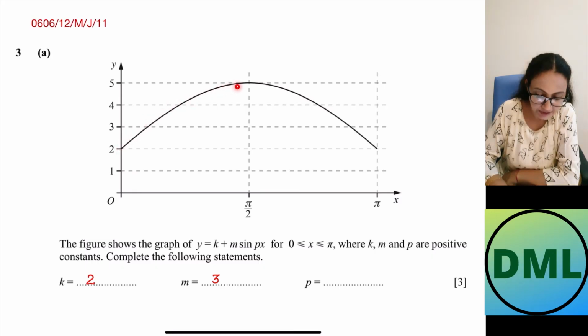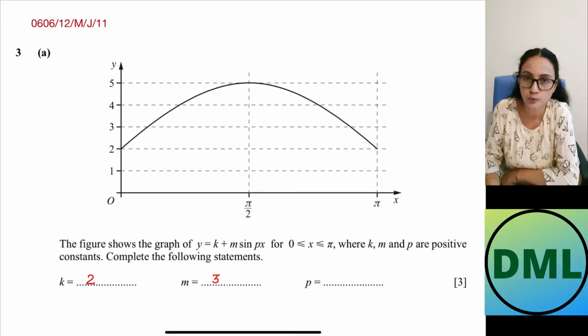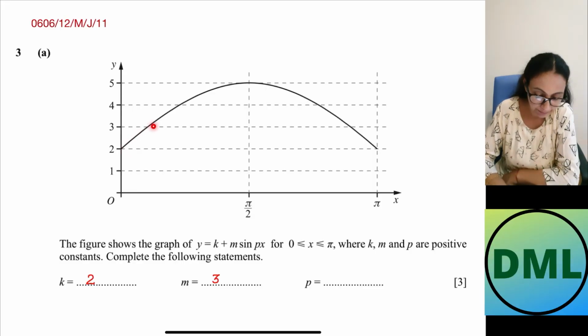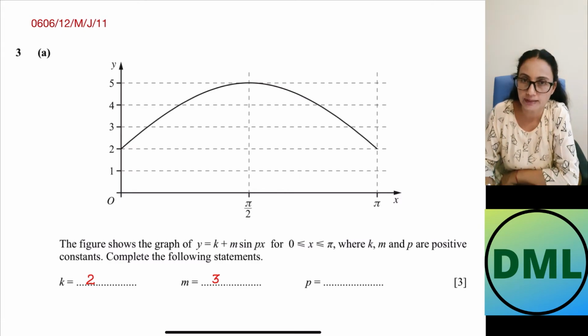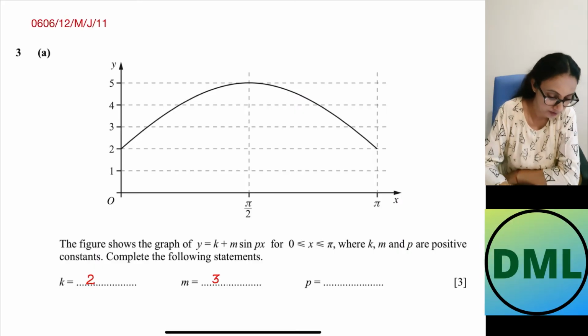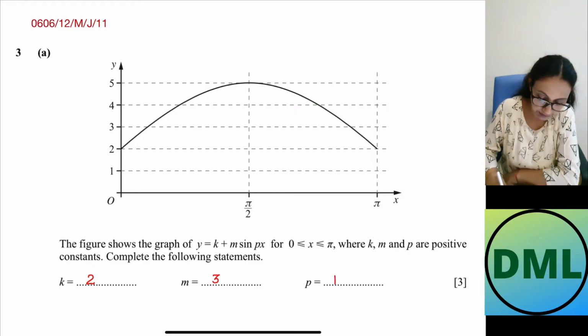The half cycle completes in pi radian. So if I complete my cycle, it will complete in 2 pi radian. We know that the period of the sine graph is 2 pi radian. If I complete the given graph, it will complete in 2 pi radian. That means my value for p should be 1. Let's substitute the value here. So the value for p is 1.